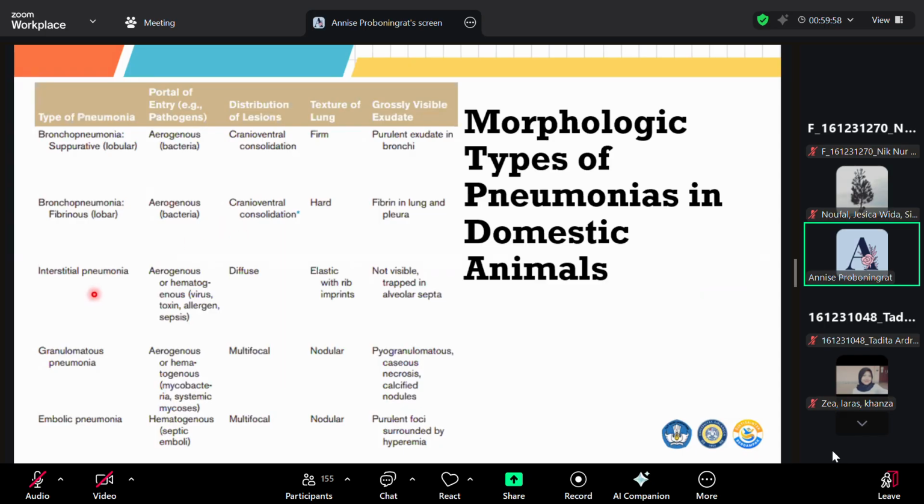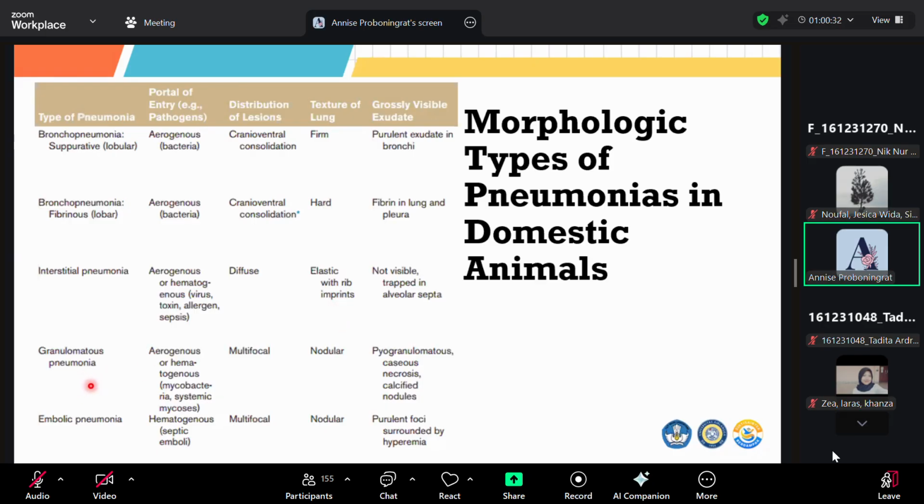And then interstitial pneumonia can usually be caused by infection that uses the aerogenous or hematogenous route, and the lesion is diffuse. It can cause an elastic texture of the lung with rib imprints.